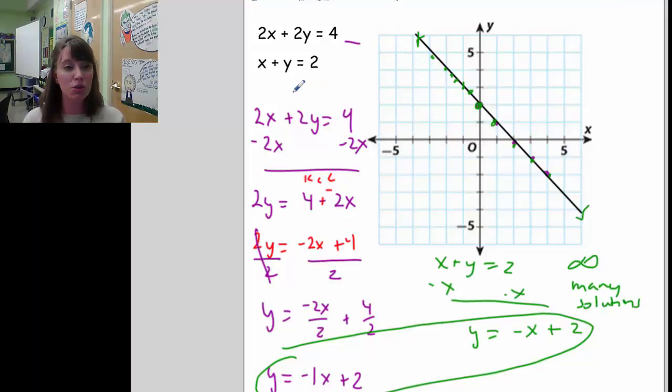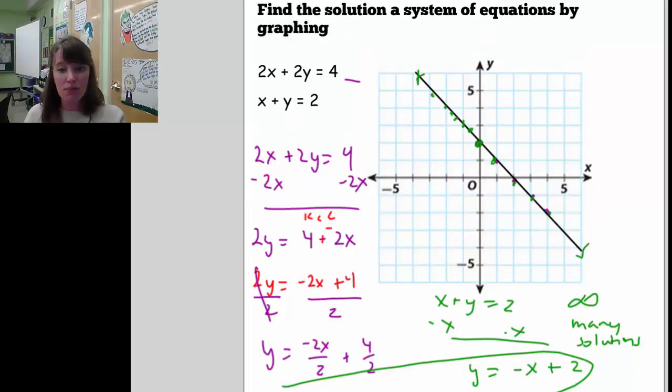So 2 skills we learned here. We learned how to transition from an equation in this form to an equation in slope-intercept form. And we learned that when they're the exact same equation and we go to graph them, the system is going to have infinitely many solutions. And that is the end of the lesson for today.